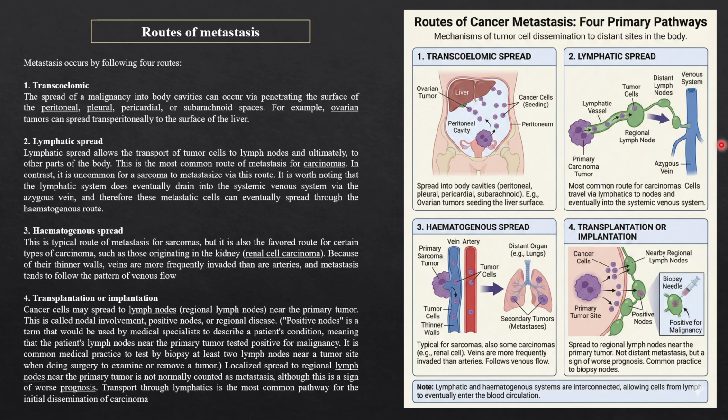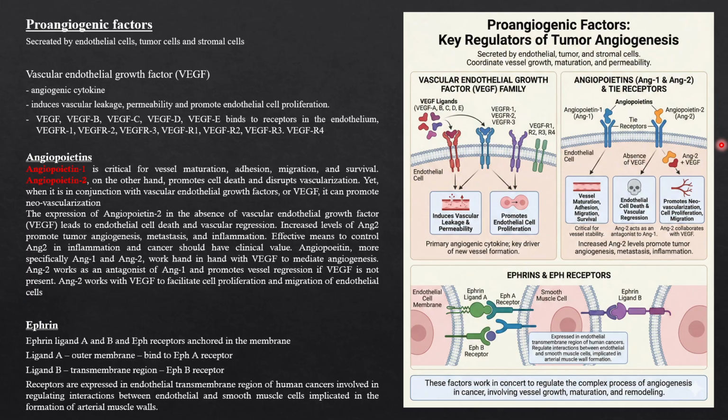The third route is the hematogenous spread, involving the invasion into the blood vessels, particularly the veins, allowing the tumor cells to travel to distant organs like the lungs or the liver. And the fourth route is the transplantation or the implantation, which often occurs during medical procedures or local spread to the nearby tissues. These pathways collectively explain how the cancer progresses from a localized tumor to widespread systemic disease.